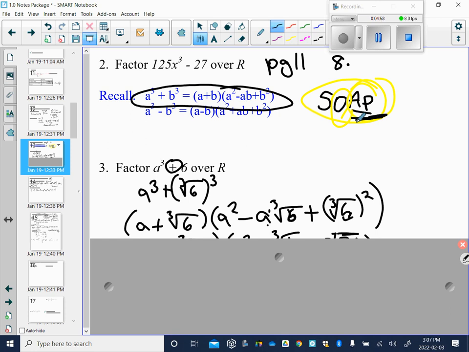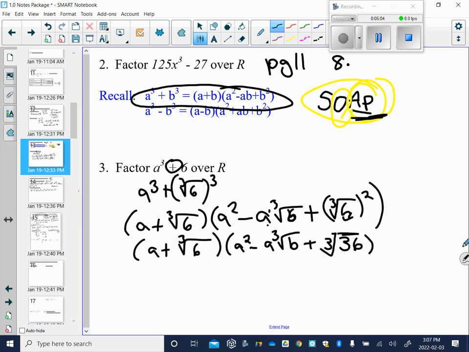This can be simplified because the cube root of 6 all squared is simply the cube root of 36. So pause if you need to get this written down, but this is just a matter of following a pattern, following a formula.